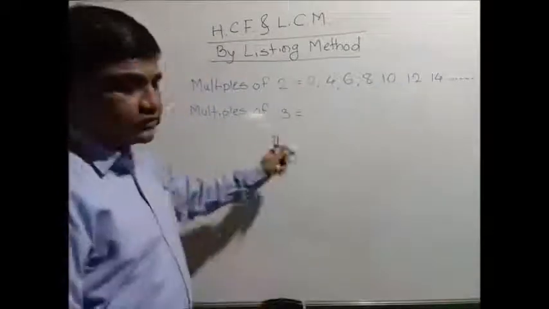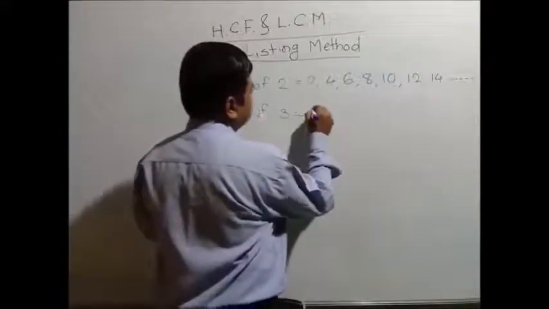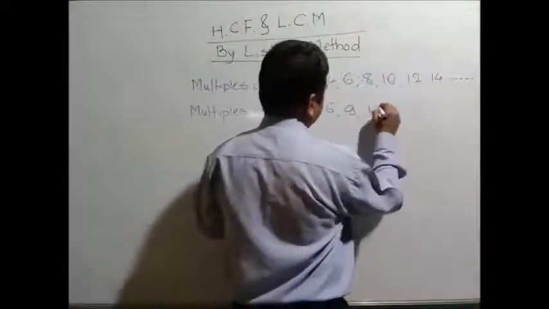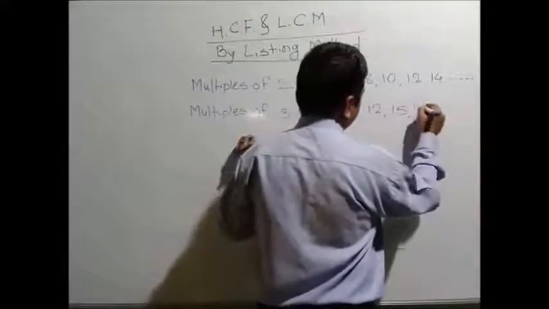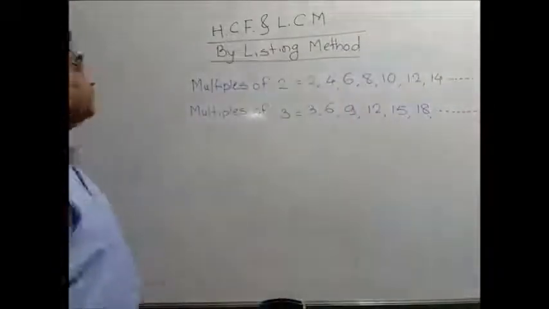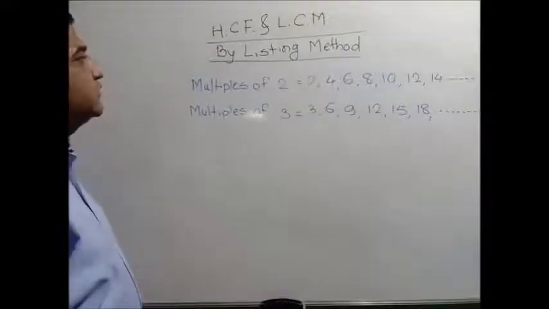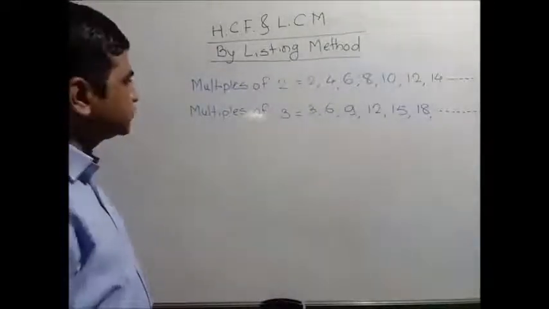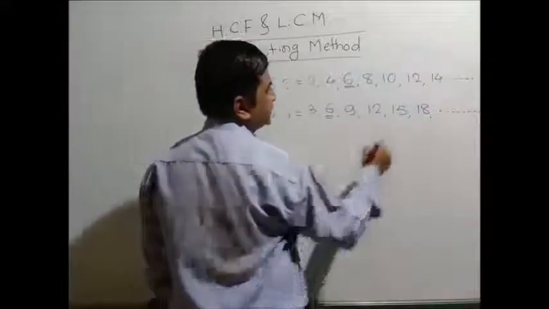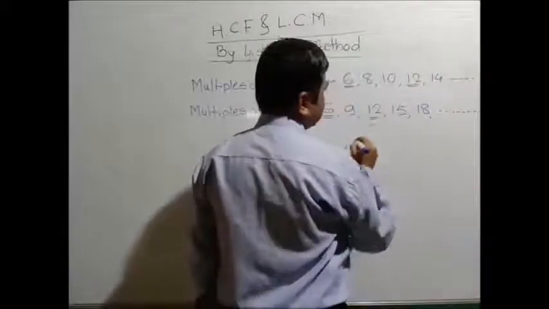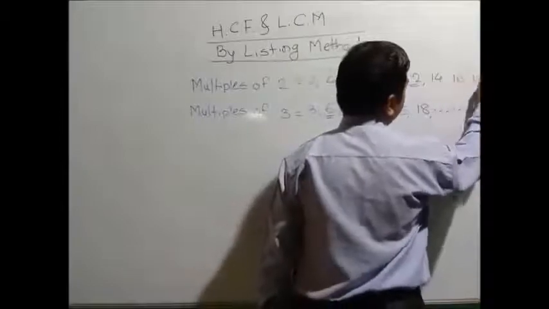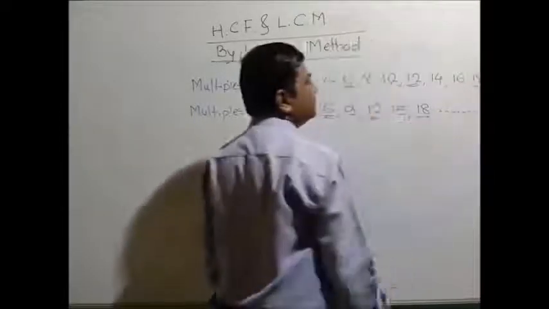Now we will find the multiples of 3. We have 3, 6, 9, then 12, 15, 18, and so on, many more. Now we are going to underline the multiples which are common to both 2 and 3. You can see that there is a 6. Then we have 12. Then going further, we have 18 also, and 18 is common.